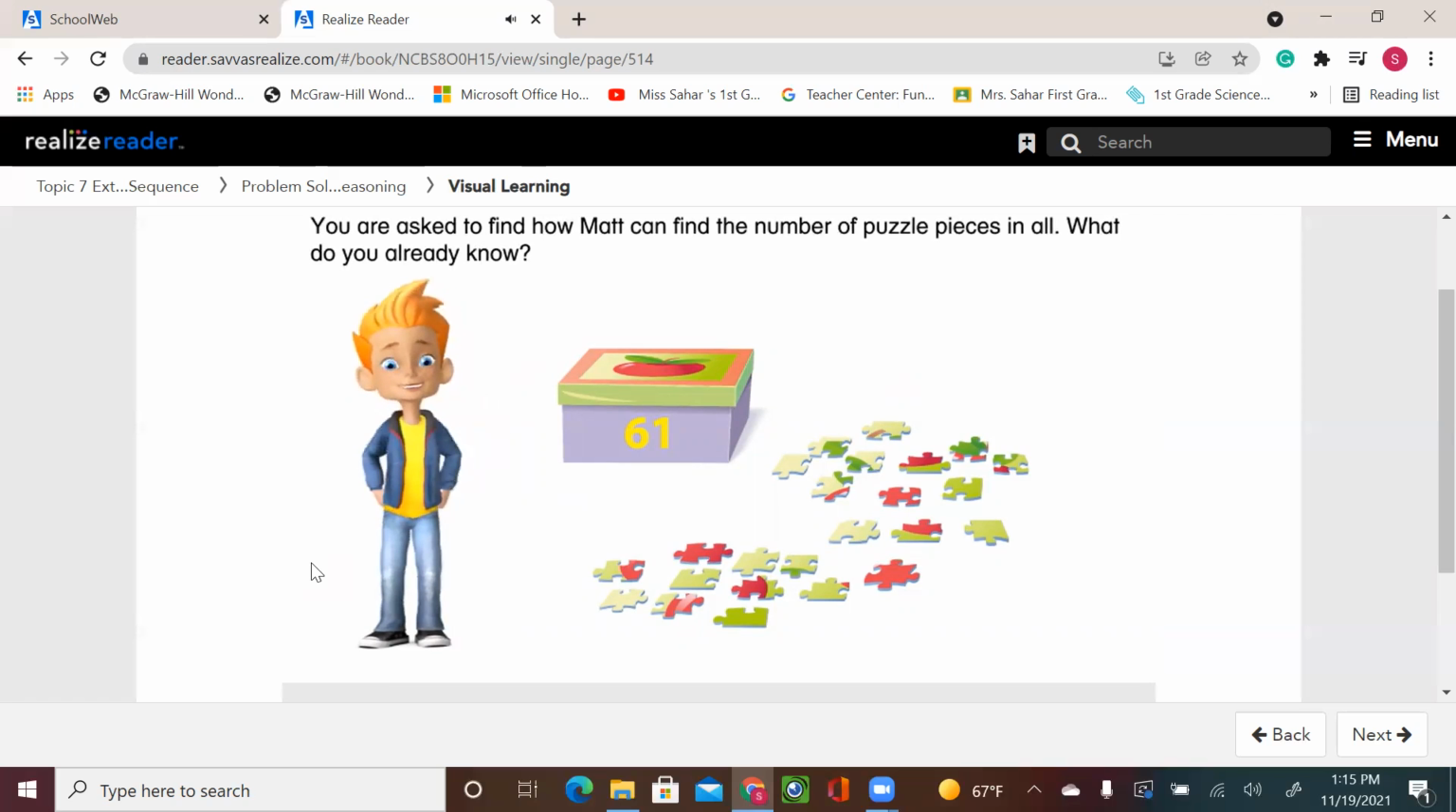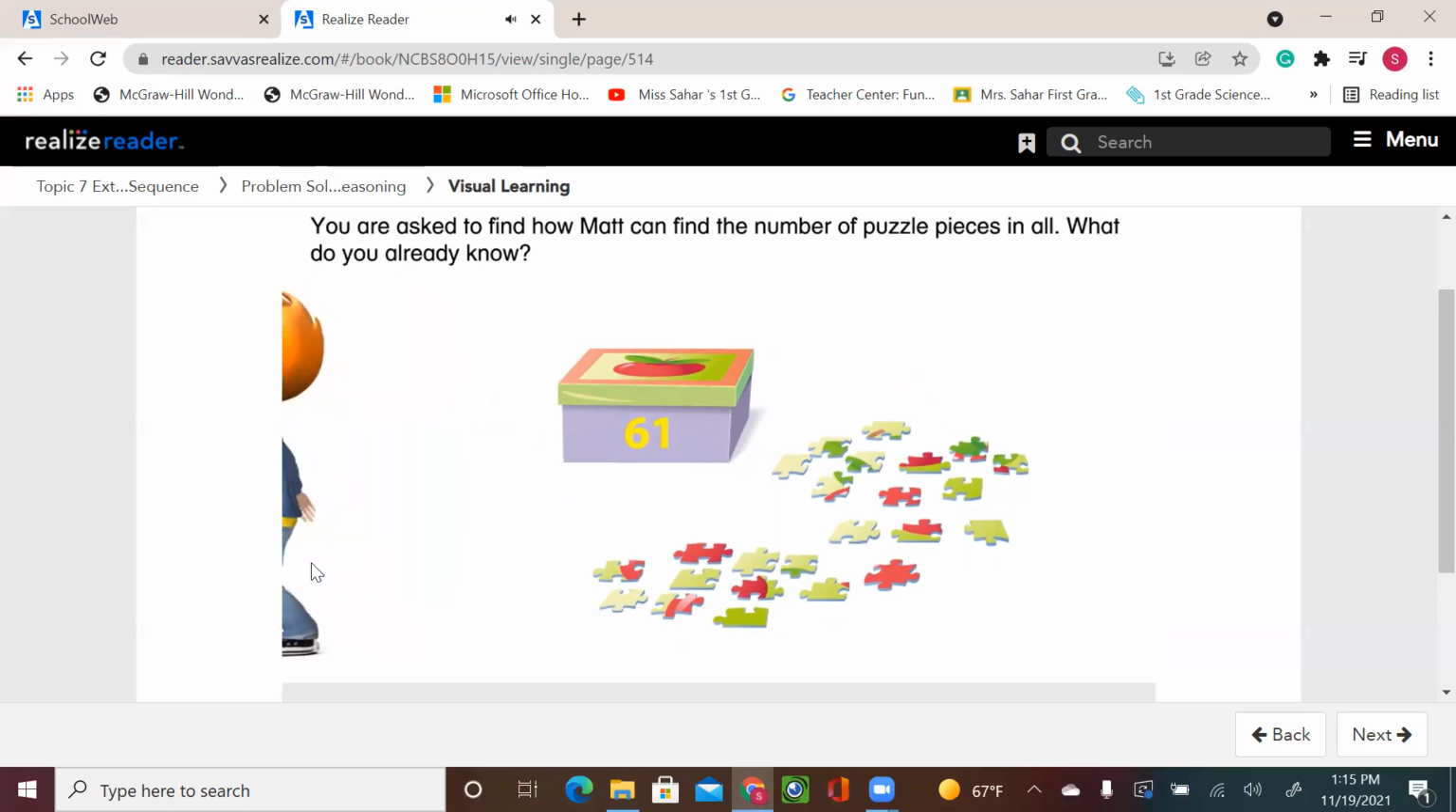Matt spills some puzzle pieces on the floor. 61 pieces are still in the box. How can Matt find the number of puzzle pieces in all? You are asked to find how Matt can find the number of puzzle pieces in all. What do you already know?